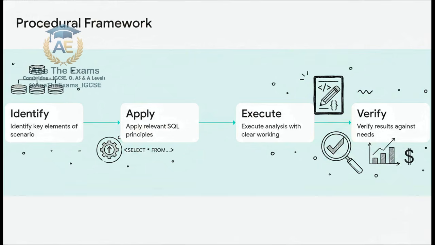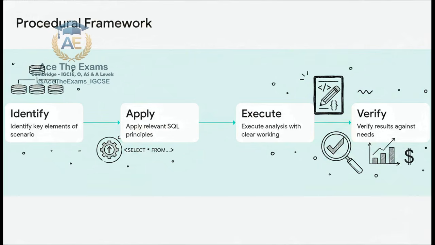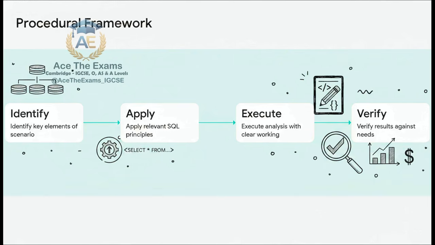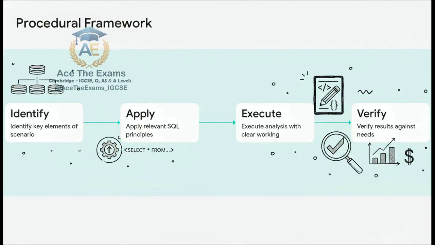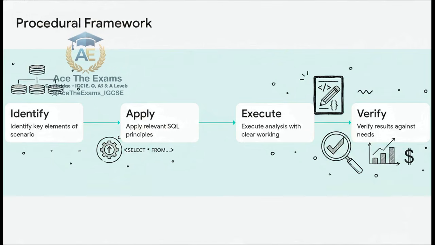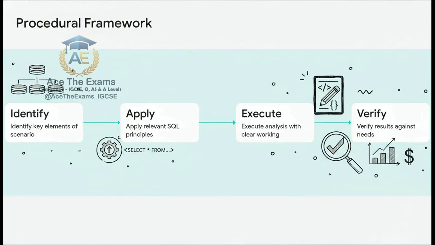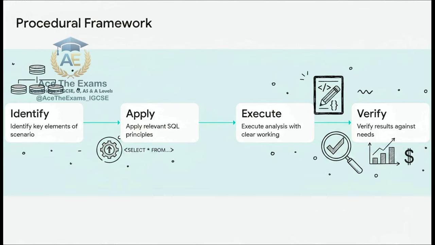Step 2. Apply relevant principles. Are you using DDL to structure the database schema, or are you using DML to manipulate the existing data? What specific data structures make the most sense? Step 3. Execute your analysis with clear, documented working. This is where you lay out your algorithmic thinking step by step. Don't skip steps in your head, write them out.